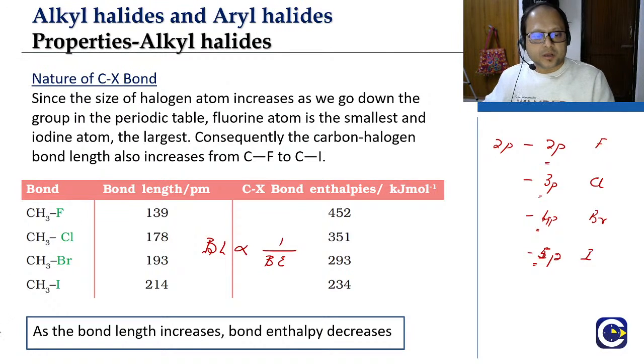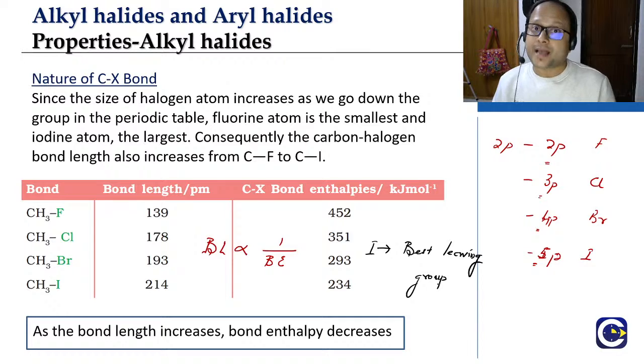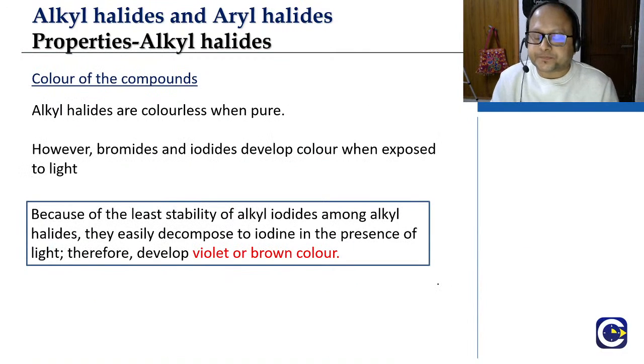So note down: whenever you find iodine, because we will be talking about SN1 and SN2 mechanisms, iodine will always be treated as your best leaving group among halogens. Clear?